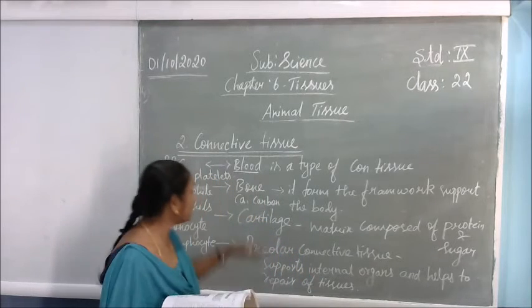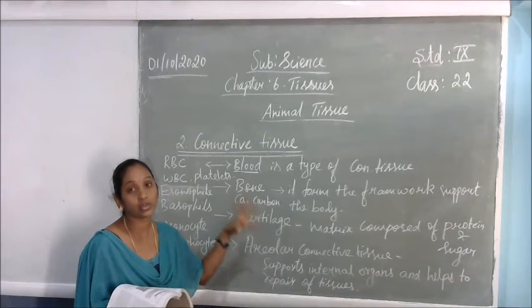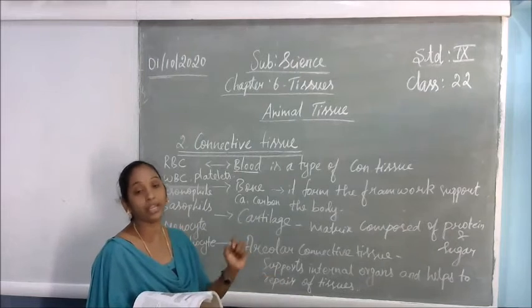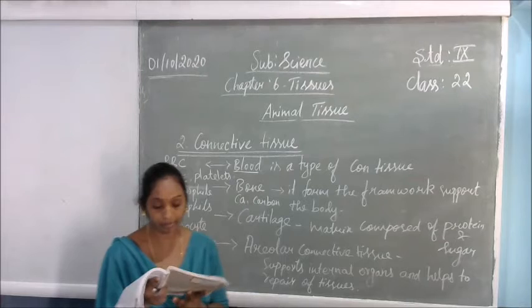So there is cartilage and then there are tendons. Tendon tissues are very strong; we cannot bend them. But cartilage tissues are very soft; we can bend them. So it is present in our nose and our ears.